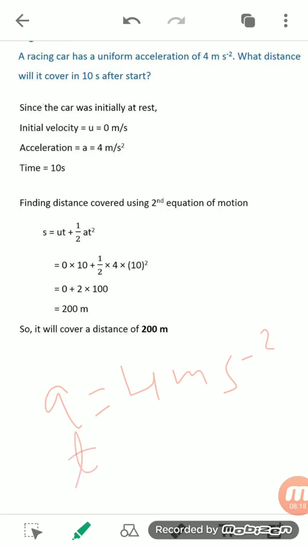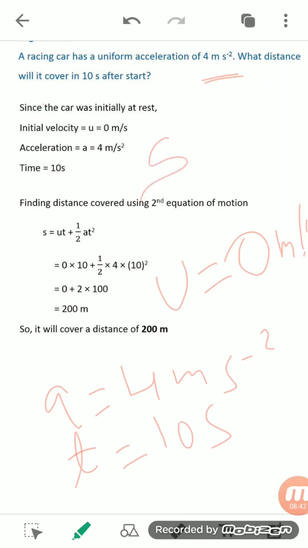So time is 10 seconds, and after start means initially the body was at rest. When the body was at rest, the initial velocity will be 0 meter per second, because you can see the acceleration is in meter per second square. What do we have to find? We have to find the distance, that is s. So we know u, we know t, we know a.